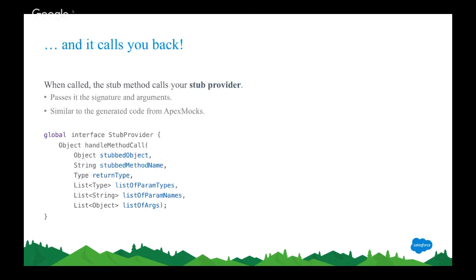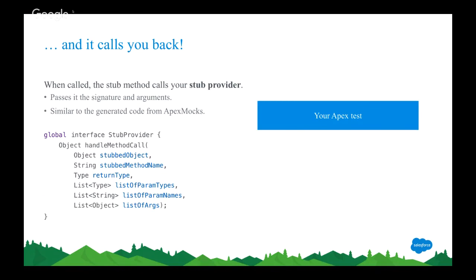So the second argument is that stub provider. And what the stub provider does is it basically handles all of your method calls on your stub. So for instance, if the example we were looking at had a next method, the way this would work is on your stub class, it would use this stub provider, so that when you call that next, it will call into this handle method call. And from there, you can do any logic that you want.